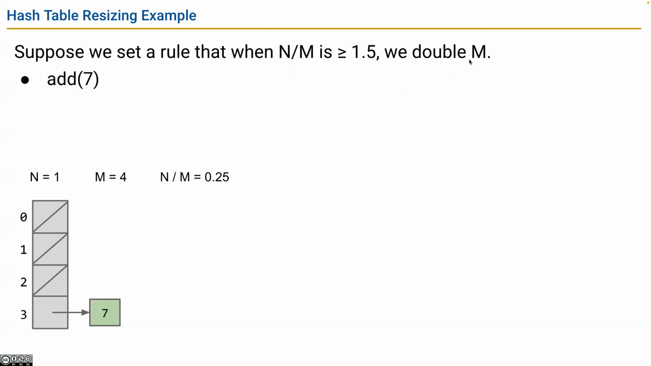So the first number I'm going to put in is 7. Where does 7 go? We do 7 modulus 4. Okay, so 0, 1, 2, 3, 4, 5, 6. Wait, sorry. 0, 1, 2, 3, 4, 5, 6. Did I mess it up?